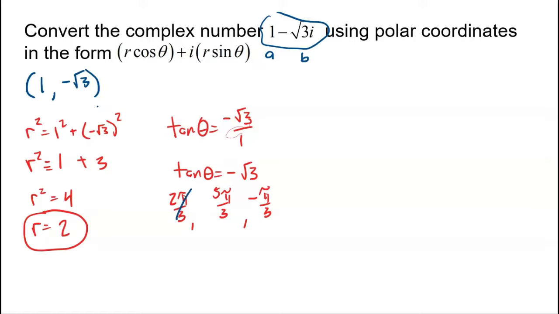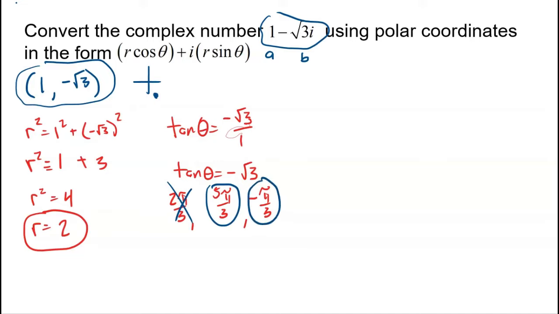Well, it can't be 2 pi over 3 because 2 pi over 3 would be in quadrant 2, and in quadrant 2, x is negative, y is positive. And if I'm thinking about my rectangular coordinate right here, that's clearly going to be down here in quadrant 4, where x is positive and y is negative. So I don't want to use 2 pi over 3 as my angle. I could use 5 pi over 3. That's definitely going to be down there in quadrant 4. But I could also use negative pi over 3 if I really wanted to. That's just the same terminal side, going down clockwise instead of around counterclockwise. So we'll use 5 pi over 3.